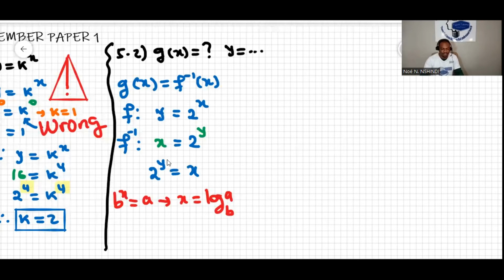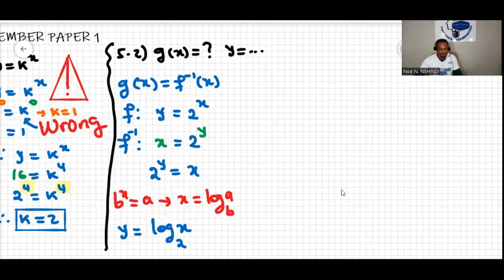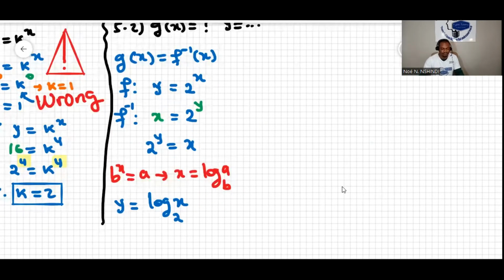In this situation, my x is y, because the exponent here is y. So y will be equal to log of a, which is x, and then the base is 2. So we have that y equals log of x base 2, therefore that's g of x.